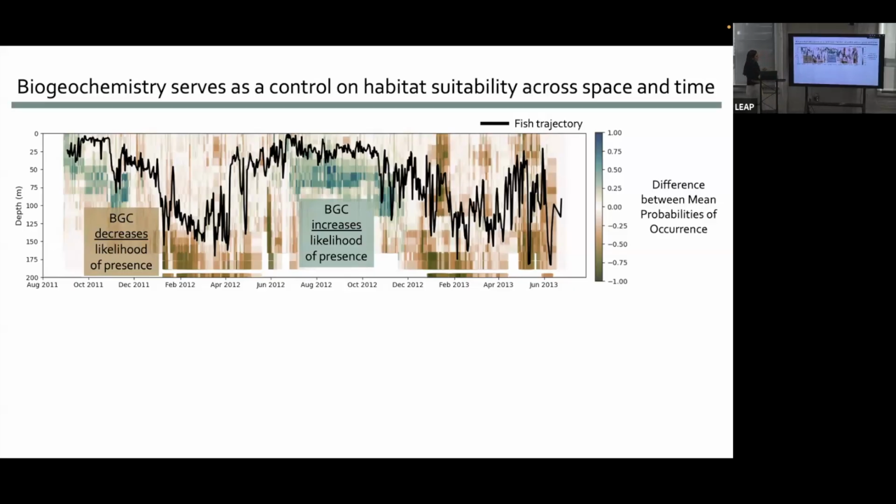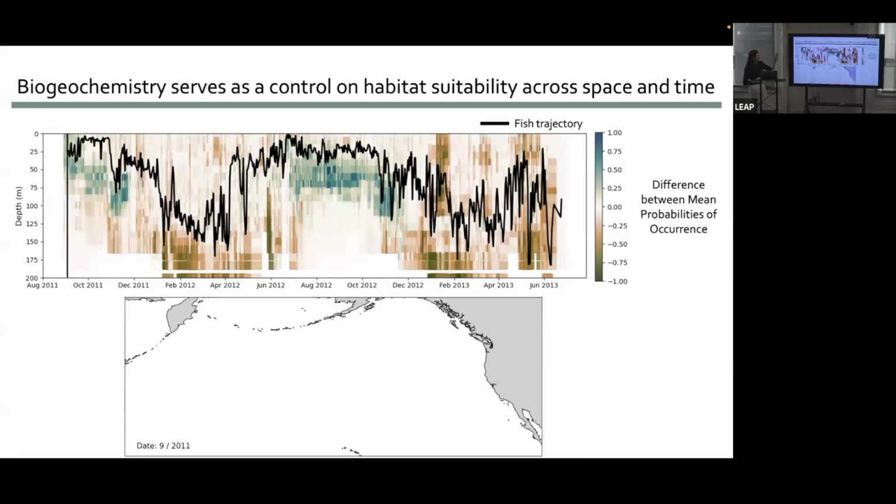And what's really interesting is this pattern of biogeochemistry either contracting or expanding habitat is consistent across all of our long migratory fish tracks. And this pattern is also linked to distinct regions, distinct biogeographic regimes. So if we sync this time series above with the swimming trajectory of the same fish, we can see where these green and brown colors align in different regions and times of the year.